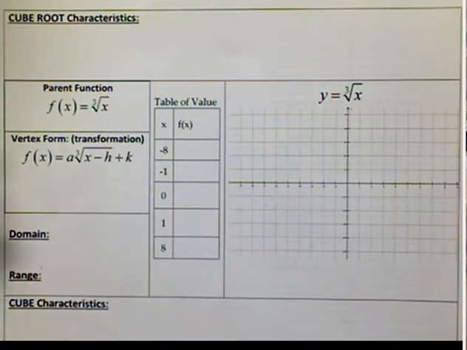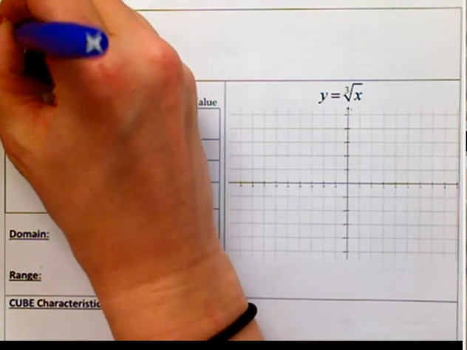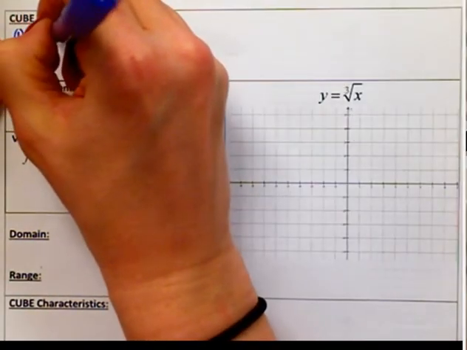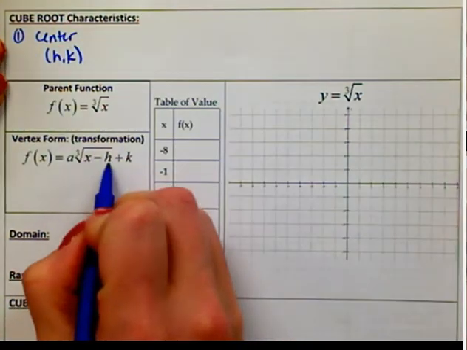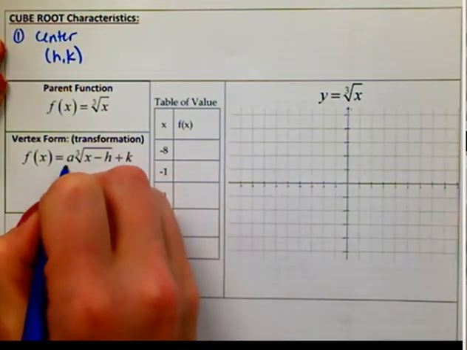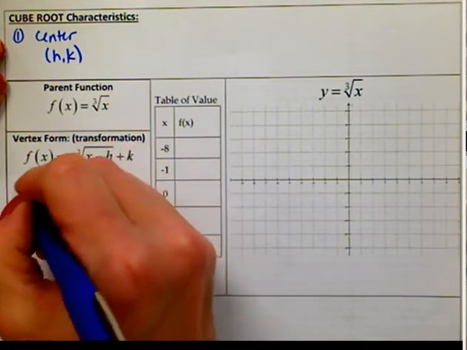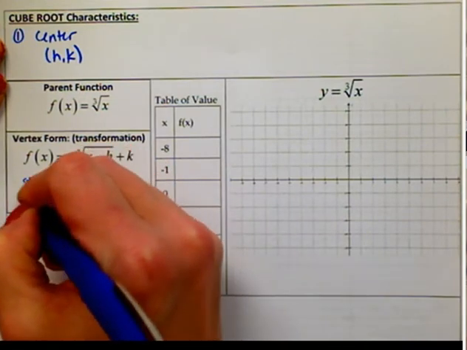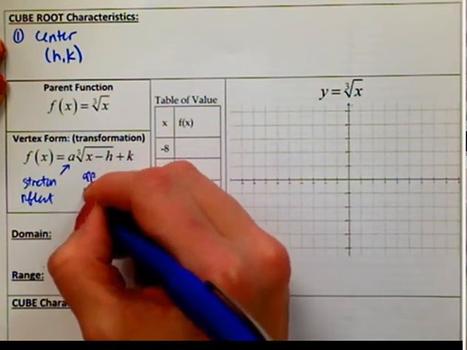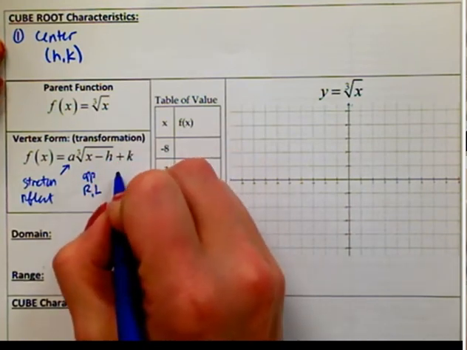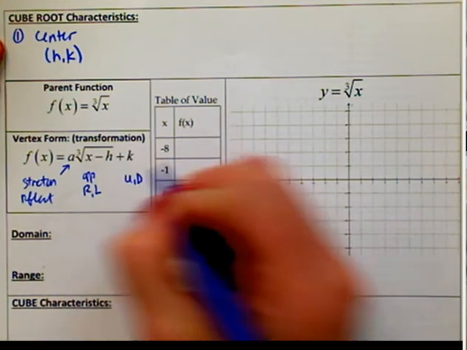Okay, so let's do the third parent function. This should feel very repetitive because the same quantities and the same characteristics apply. So instead of having a vertex, we're going to call this the center, and it's going to be (h, k), and it's still coming from these coordinates right here. So A is still our stretch or reflect. H is still opposite, and it moves right and left. And K is up or down.